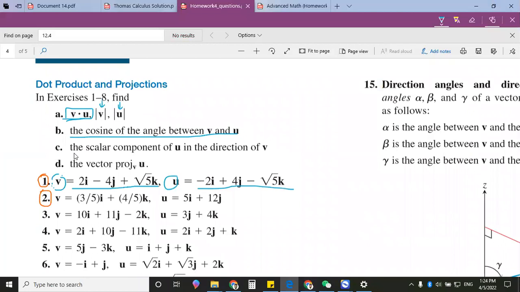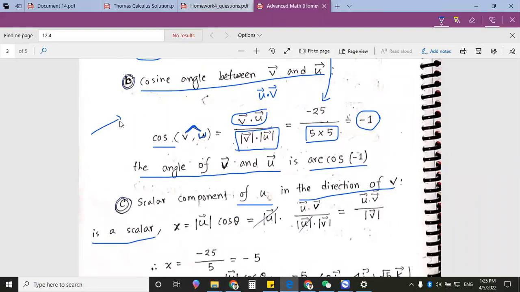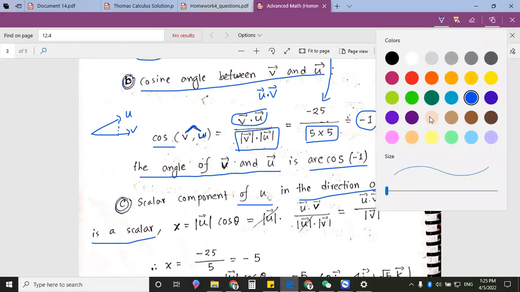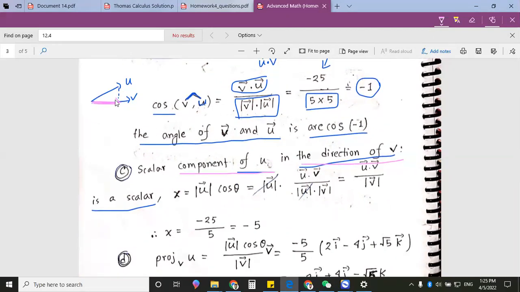Okay, the scalar component of u in the direction of v. It is also a scalar, that means it is just a number. If we have a vector like here, this is u, and if this is a vector v, we have to find the projection. Let me use another color. The value of this part is our scalar component of u in the direction of v. So we just need to find this pink part.